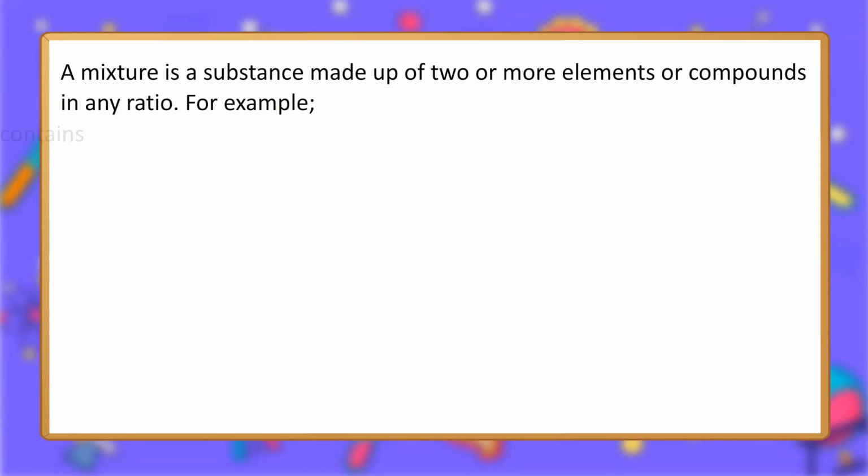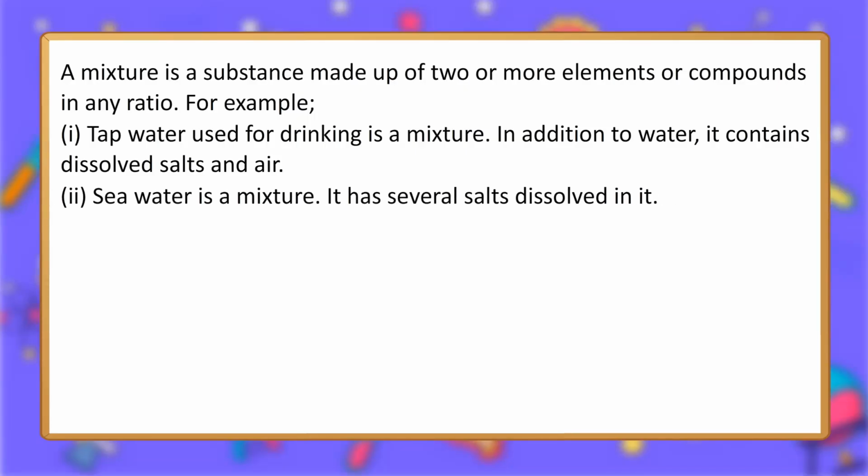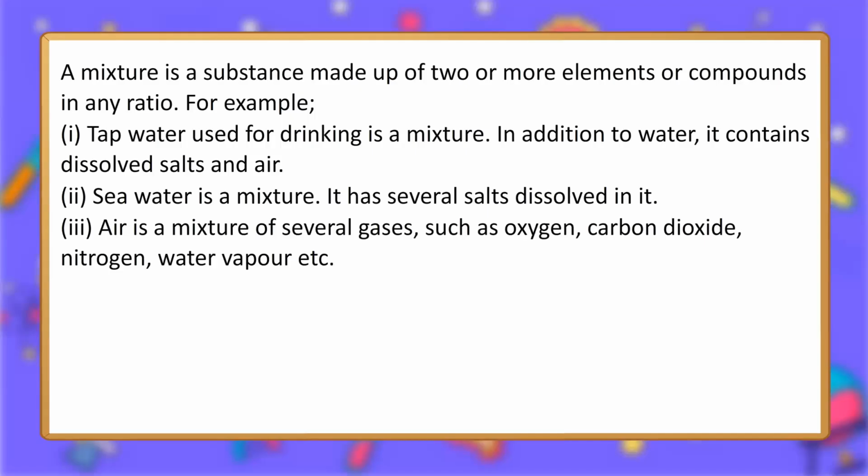For example, tap water used for drinking is a mixture. In addition to water, it contains dissolved salts and air. Sea water is a mixture. It has several salts dissolved in it. Air is a mixture of several gases, such as oxygen, carbon dioxide, nitrogen, water vapor etc.